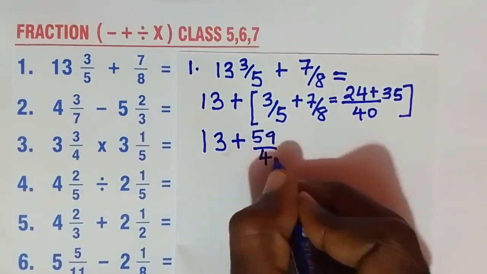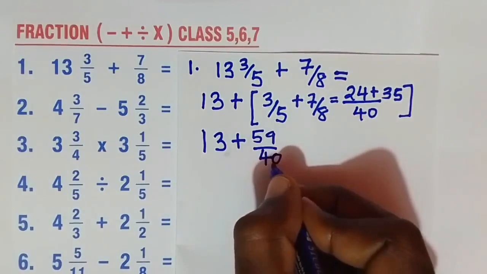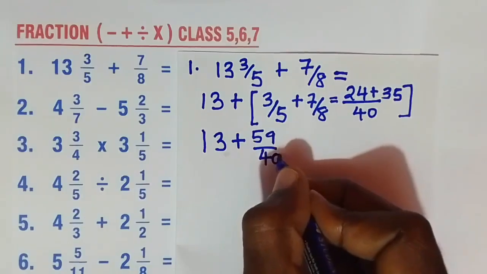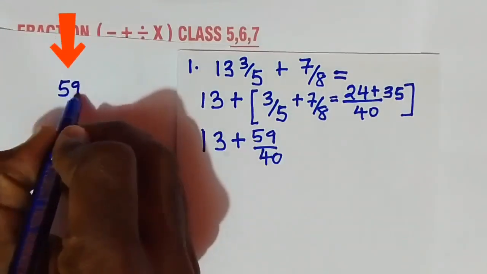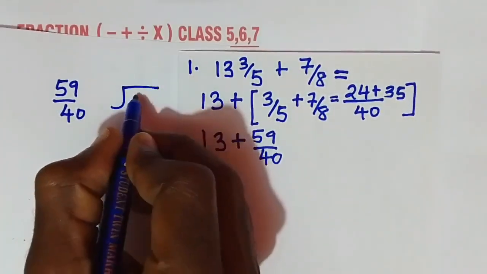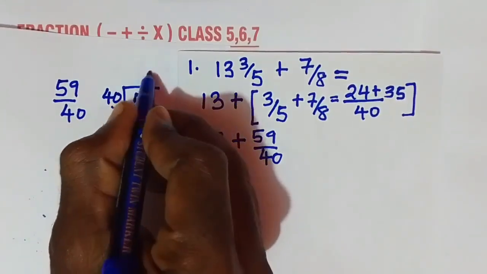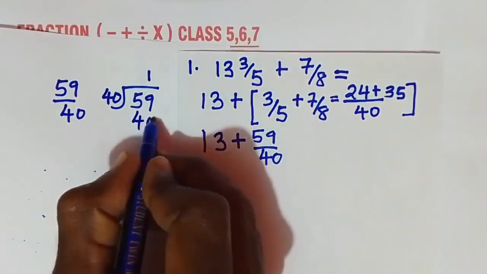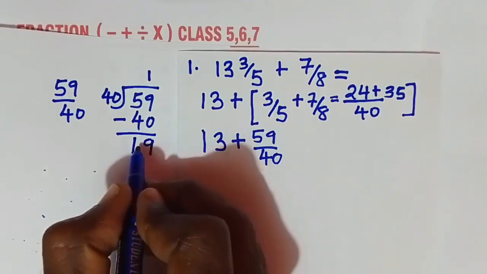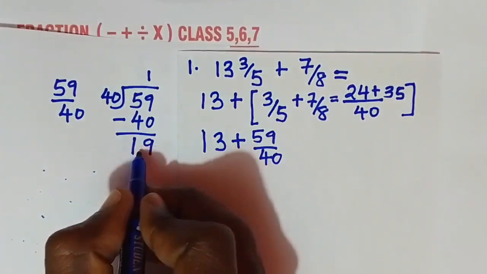over 40. But 59 over 40 is improper. We are going to divide to get a mixed number. 59 over 40, we are going to divide. 59 divided by 40, it goes by 1. We get 40, take away, remain with 19. So it goes by 1, remain 19 out of 40.